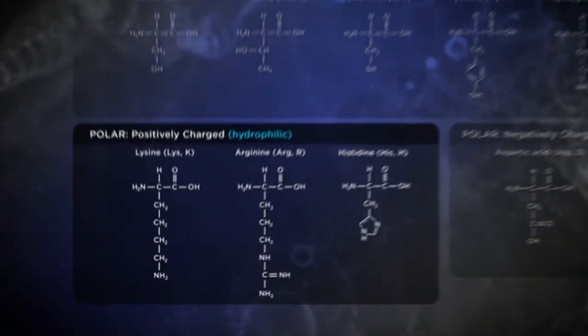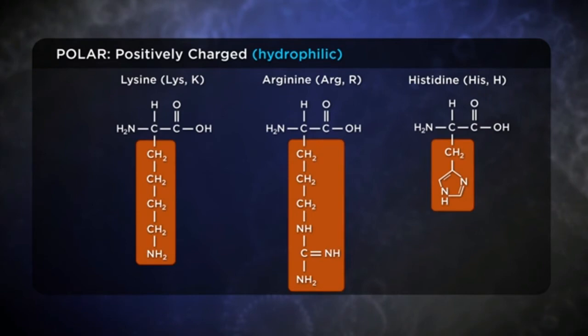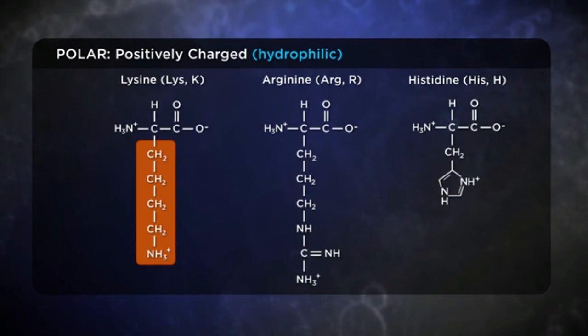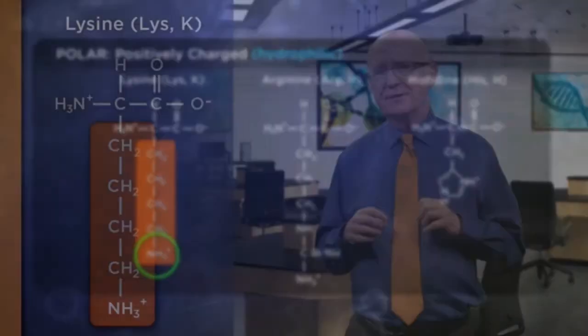The three basic amino acids, lysine, histidine, and arginine, are called basic because their R groups accept protons at physiological pH, giving them positively charged R groups. Lysine's R group is a long, flexible chain with a single positively charged nitrogen in the amine at the end.